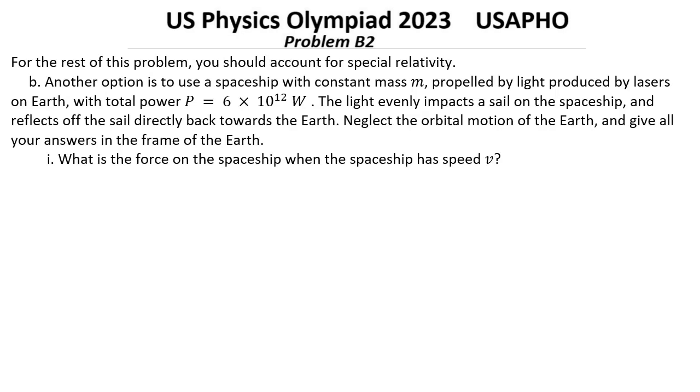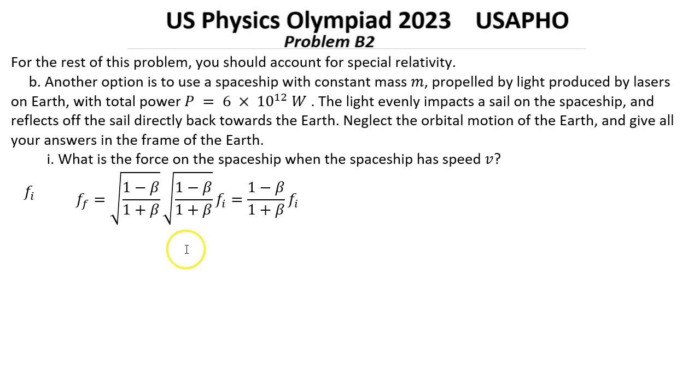Third solution for question number 1 of part B. In the Earth's frame, if the photons in the incident beam have a frequency Fi, then they are reflected with the frequency Ff equal to this expression, where we apply the relativistic Doppler shift formula twice, since the photons are first absorbed by the moving rocket and then re-emitted by it with the same frequency.